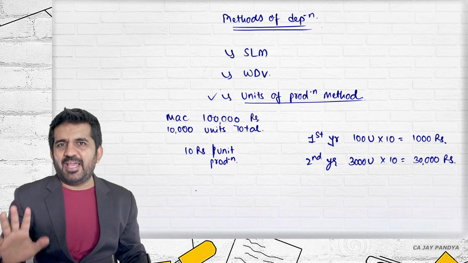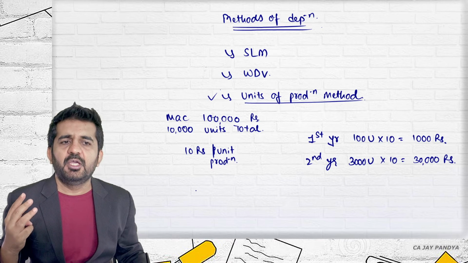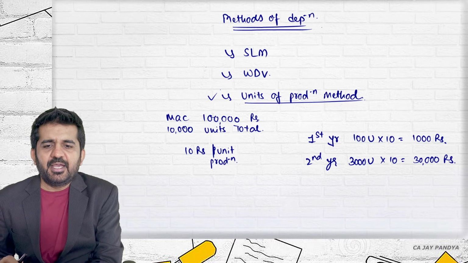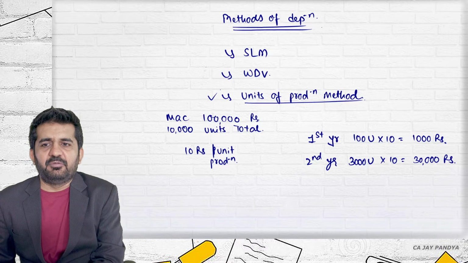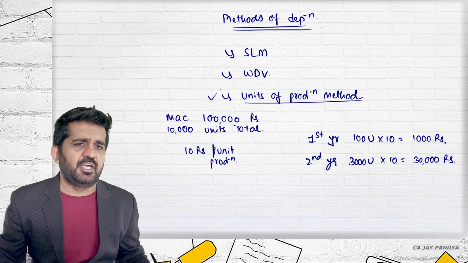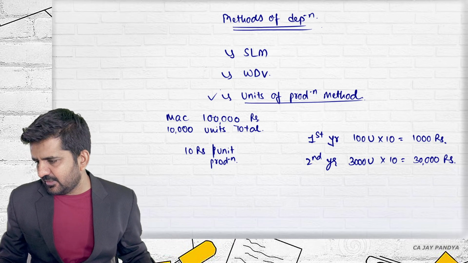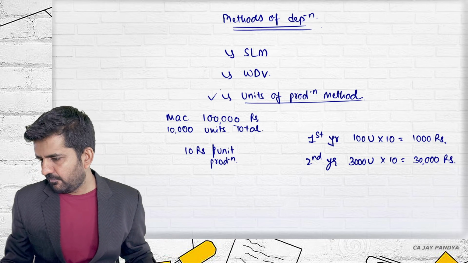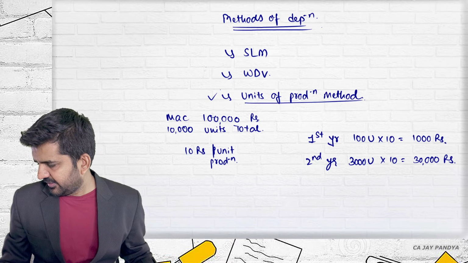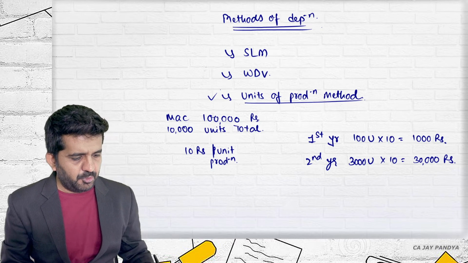Is it all right? So as per AS 10, there are only three methods which are permitted: SLM, WDV, and unit of production method. And I am not going into detail as far as SLM and WDV are concerned, because I feel that it is very easy and you have done it numerous times at your lower level. Only one point to revise: it is the rate of depreciation as per WDV method.